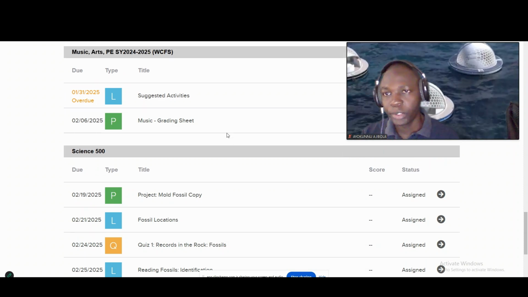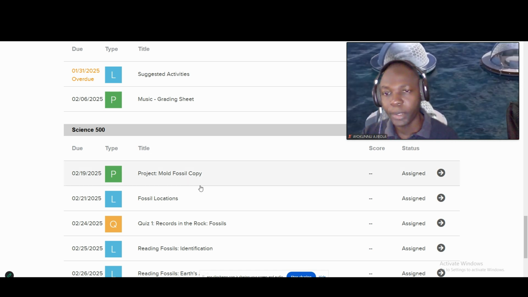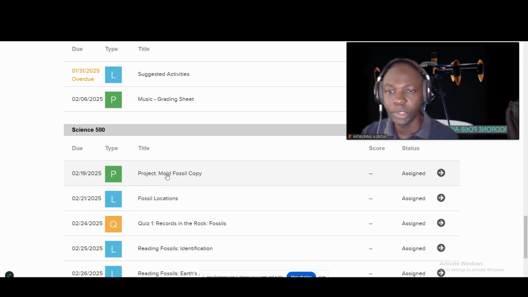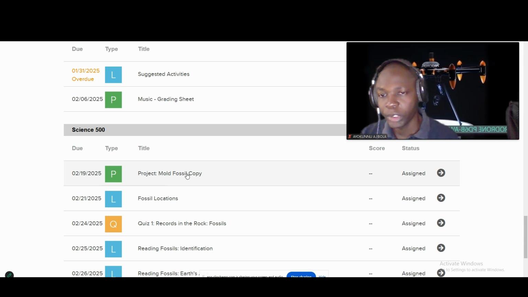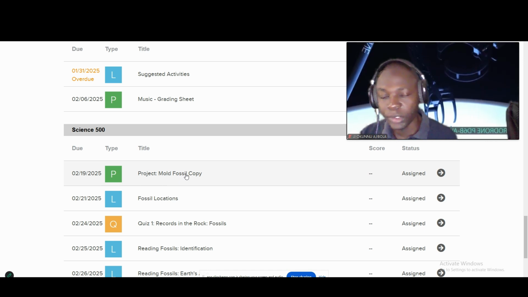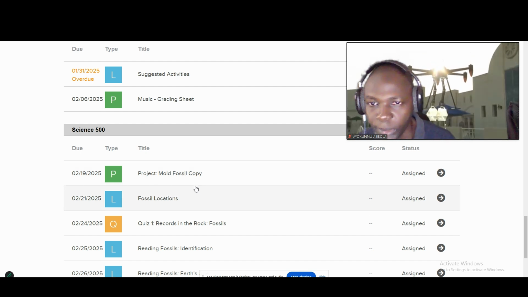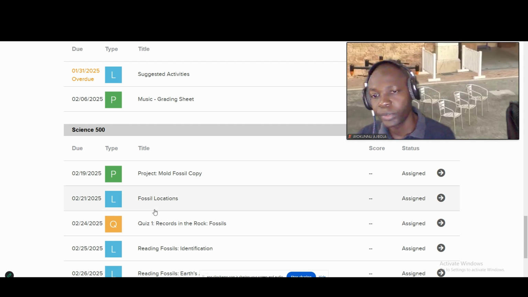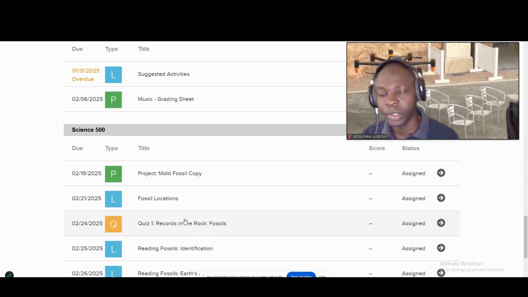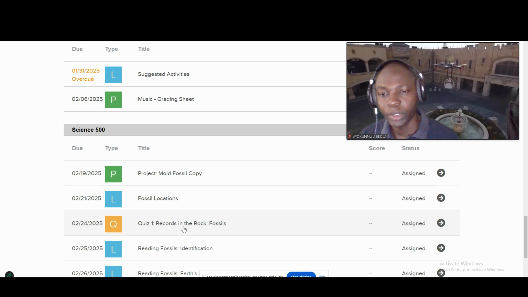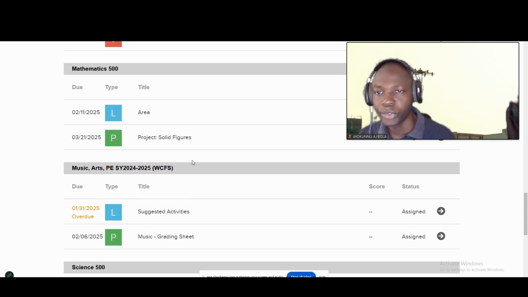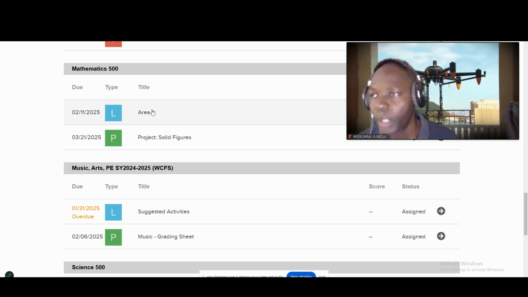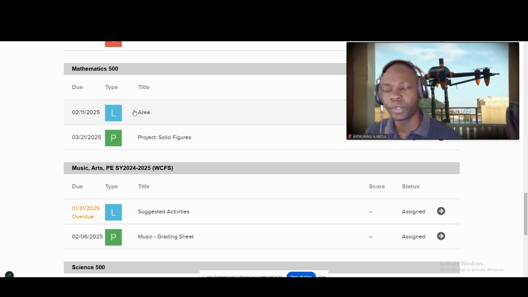This is grade 5 science and grade 5 math. Today we'll be talking about fossil locations. Yesterday we looked at the fossil project, which the students are going to submit in about a week's time. And also, if we have time today, we'll look at the records of fossils in the rocks. We'll look at a quiz because we've looked at the topic before. And also, we'll maybe look at a topic area in math, the area of shapes.